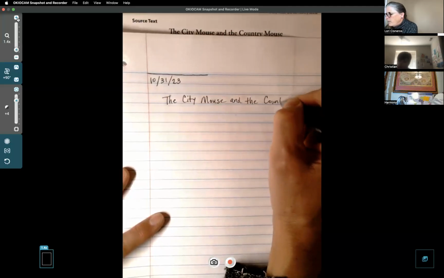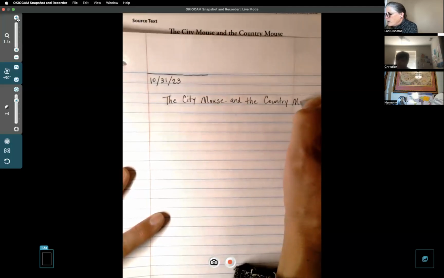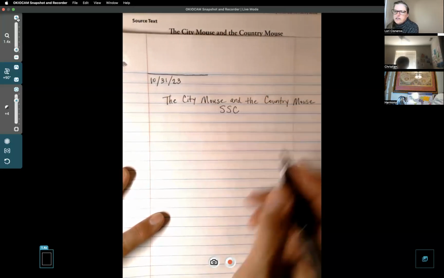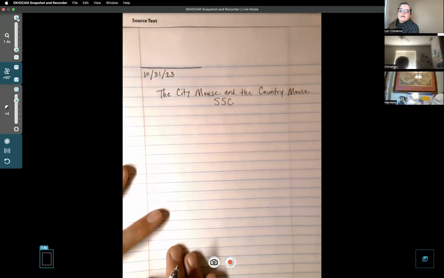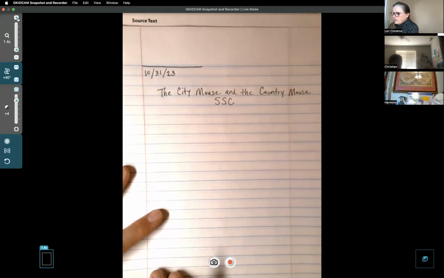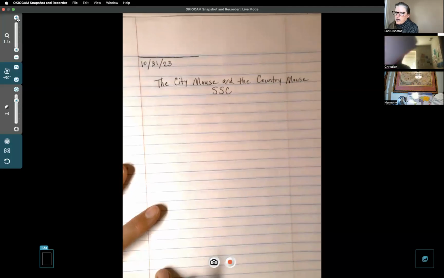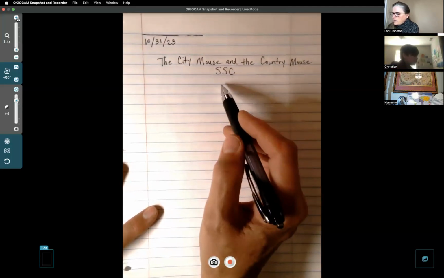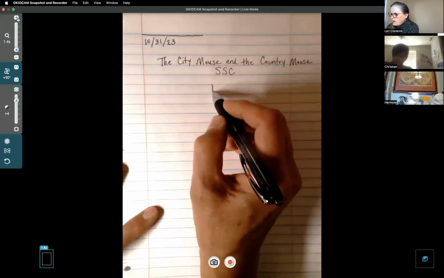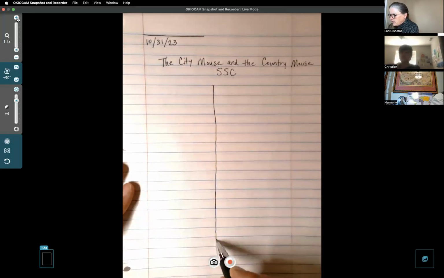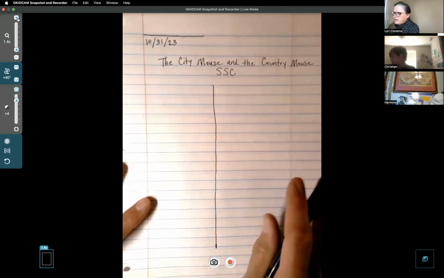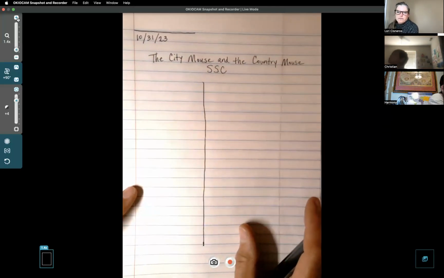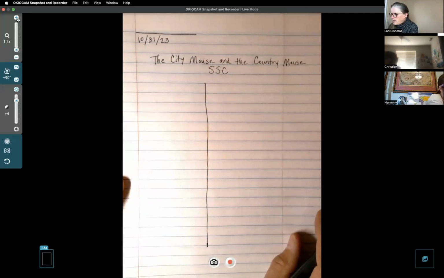But before you set it up, wait for me, okay? Because this is a story sequence chart. So this one's a little bit different. We're going to call it SSC. And remember, when we set up a story sequence chart, I want you to skip a line, and I want you to draw a line down kind of a little bit to the left side of the paper. Not exactly centered, but a little bit closer to the whole side. About like that.